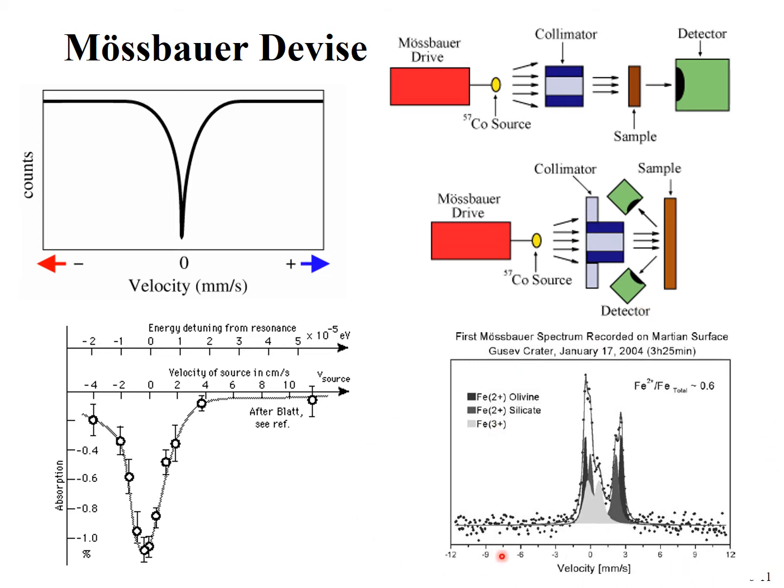Here's the velocity of the source and the absorption lines. And what one can do is look at these chemical shifts to get an idea of what iron components are present. And this was important for looking at the total amount of iron 2 relative to total iron. And this gave an idea of oxidation on the Martian surface, which would give an idea about the presence of water.